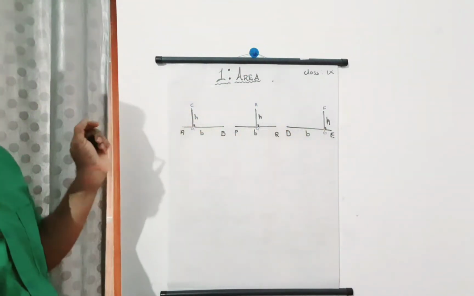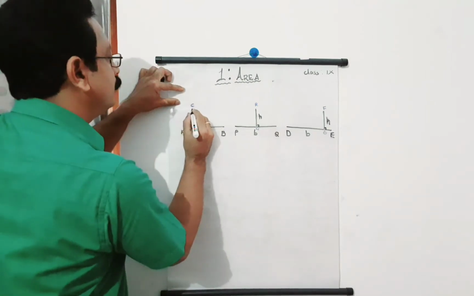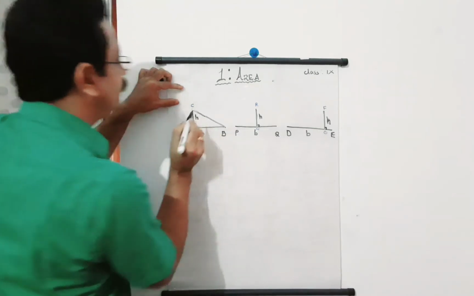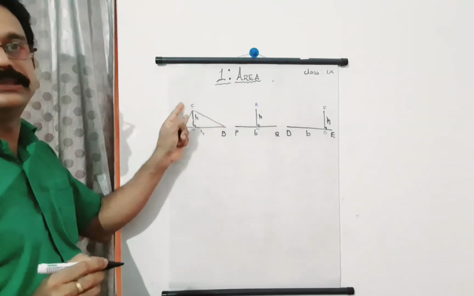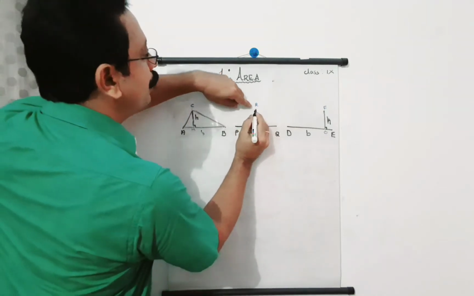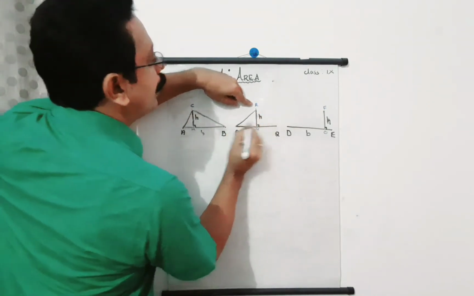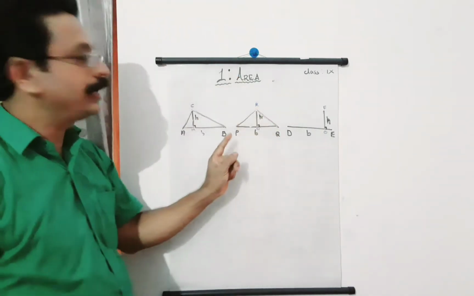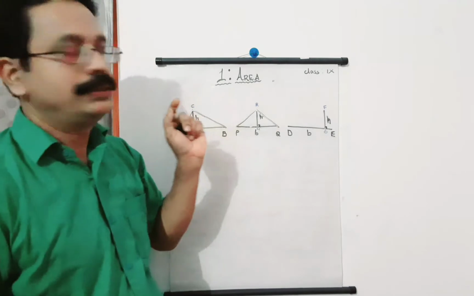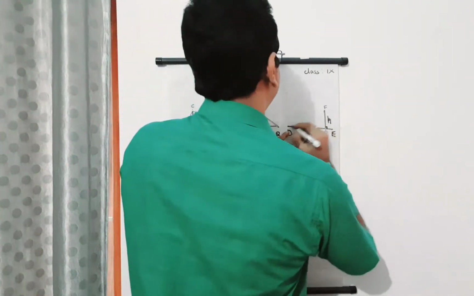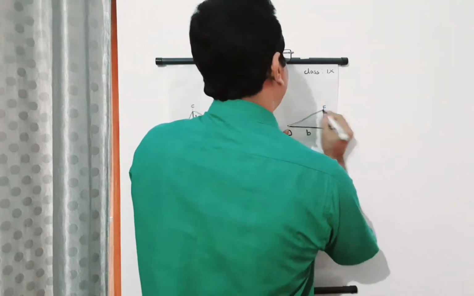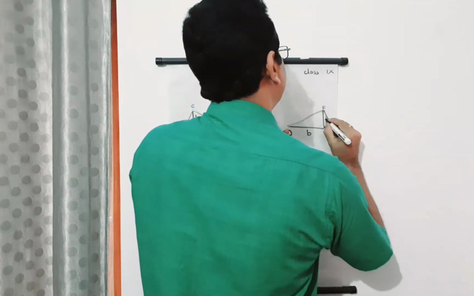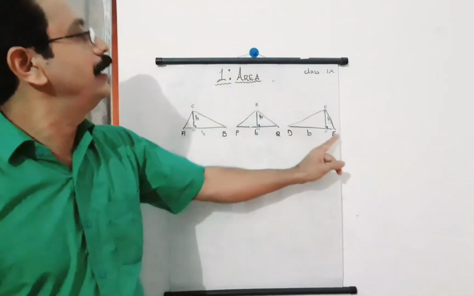Now, I am going to join CA and CB. You can see a triangle ABC. Now, I am going to join R to P and R to Q. You can see a triangle PQR. Now, I am going to join DF and FE. You can see a triangle DEF.